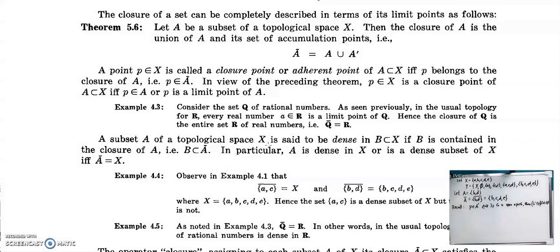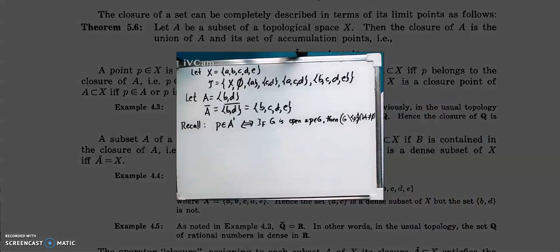Here, let's get first the derived set of A. So I will be showing you the concept: why is it that the closure of A is equal to the union of A and its accumulation points, the set of accumulation points or the derived set. Now recall that P is an accumulation point or the limit point of A if and only if for every open G containing P, the intersection of G, with P removed, with A is not empty.